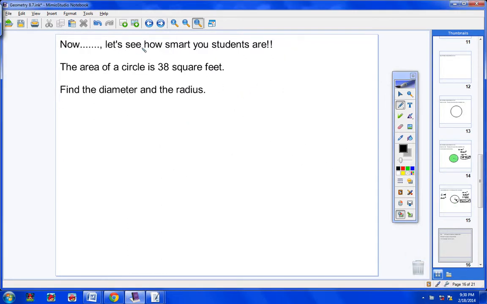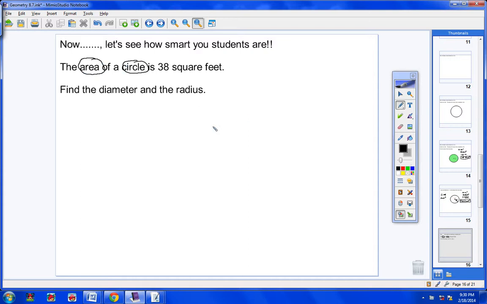Now, let's just see how smart you students are, okay? Let's try something a little challenging here. The area of a circle is 38 square feet. I want you to find the diameter and the radius. Okay. Well, we know we're dealing with what? Think carefully here. We know we're dealing with what? Area of a what?